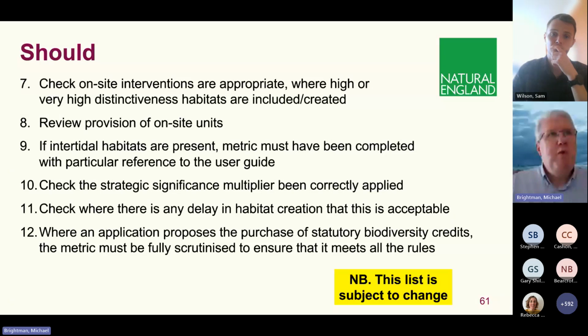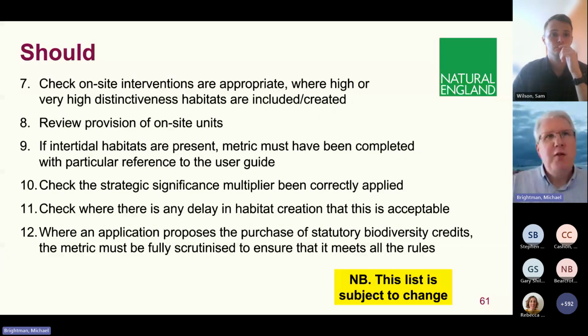The LPA should review provision of on-site units and ensure when intertidal units are present that the metric has been completed with particular reference to the user guide. Now, as I said, the user guide is statutory and must be followed for completion of the metric. But to make you aware that for intertidal habitats, there are a number of nuances that mean that you need to pay particular reference to it.